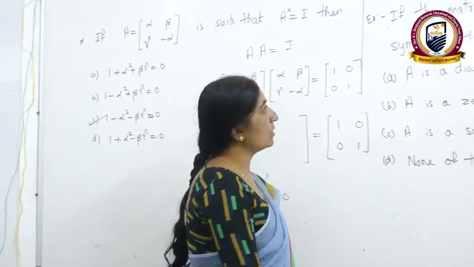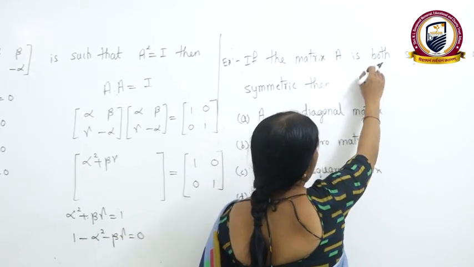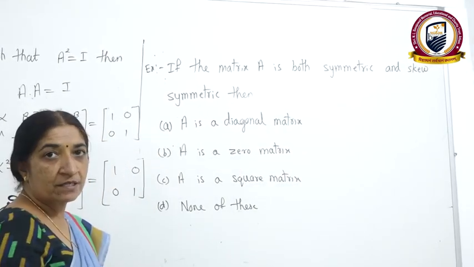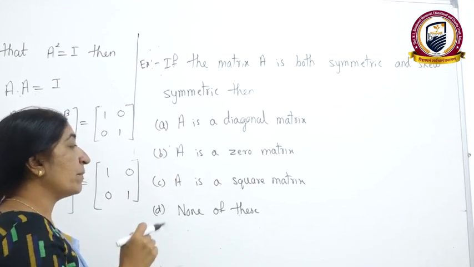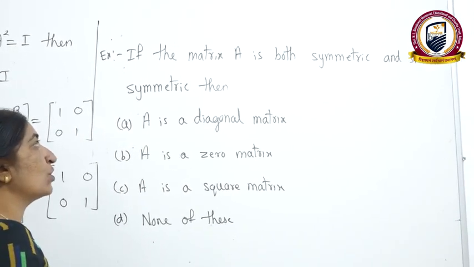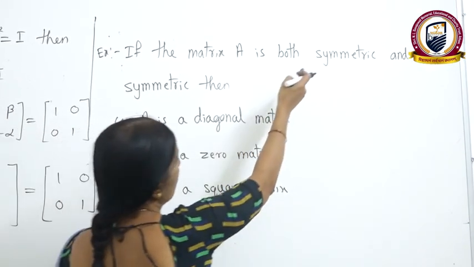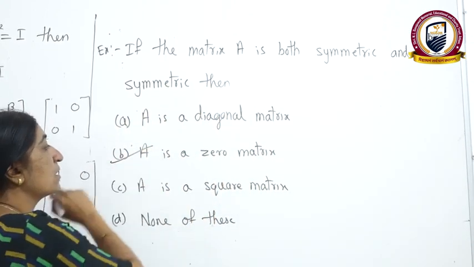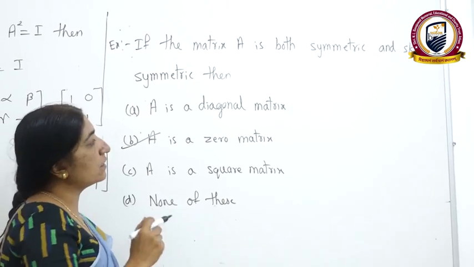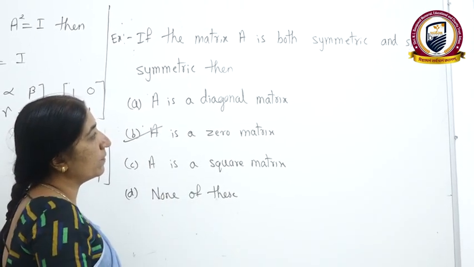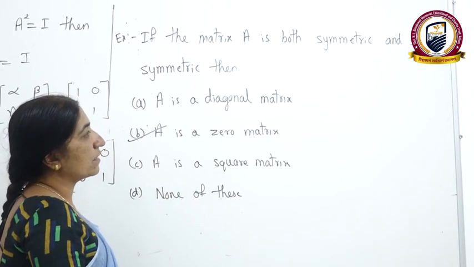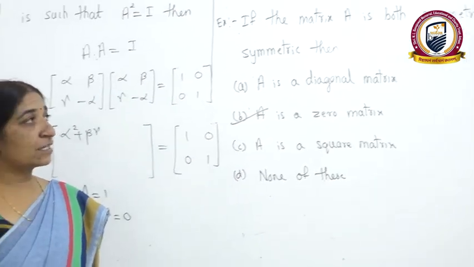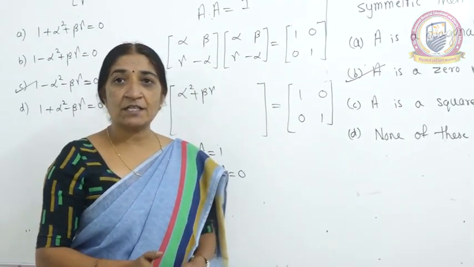The next question is, if the matrix A is both symmetric and skew symmetric, and remember this is a standard result. If a matrix is a zero matrix, then only you can say that it satisfies both symmetric and skew symmetric conditions. So the answer is A is a zero matrix. If it is zero, then only it satisfies both symmetric and skew symmetric. Okay students, with this it completes matrices. So in the next class I will come with the next chapter, that is determinants.